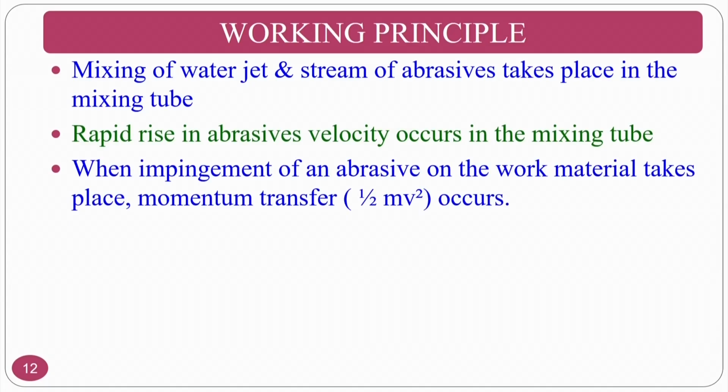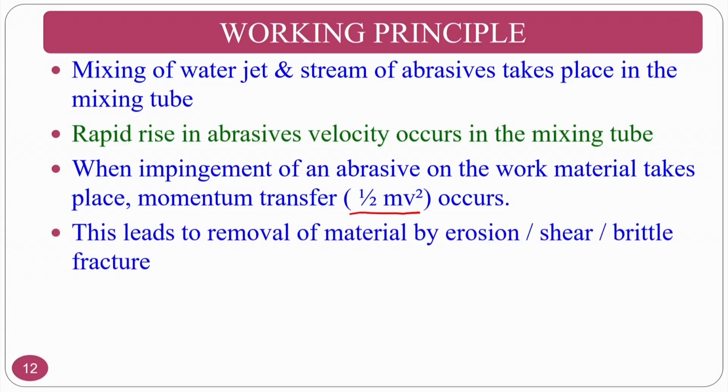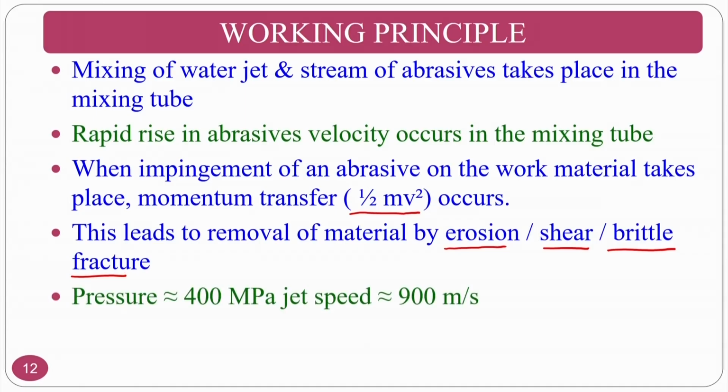When the impingement of the abrasives on the workpiece material takes place, the momentum transfer, that is the kinetic energy of the abrasive particles, occurs, and the material removal takes place by shearing action or erosion. In brittle materials, it will be like a brittle fracture. In ductile materials, normally it will be shearing action or erosion. The pressure normally used is 400 megapascal. The jet speed will be around 900 meters per second, which is high.